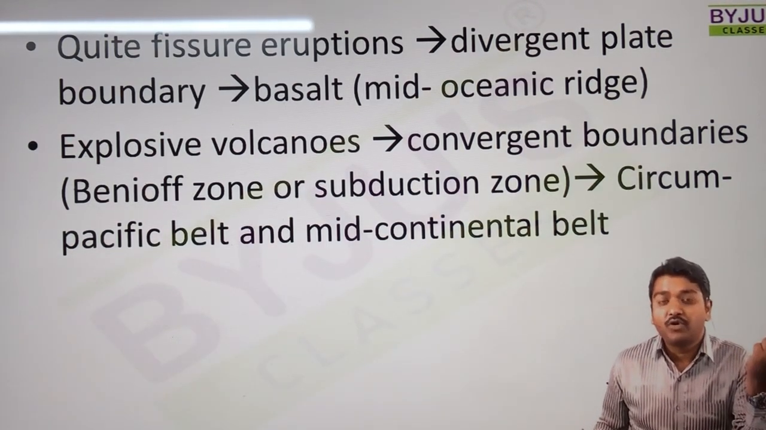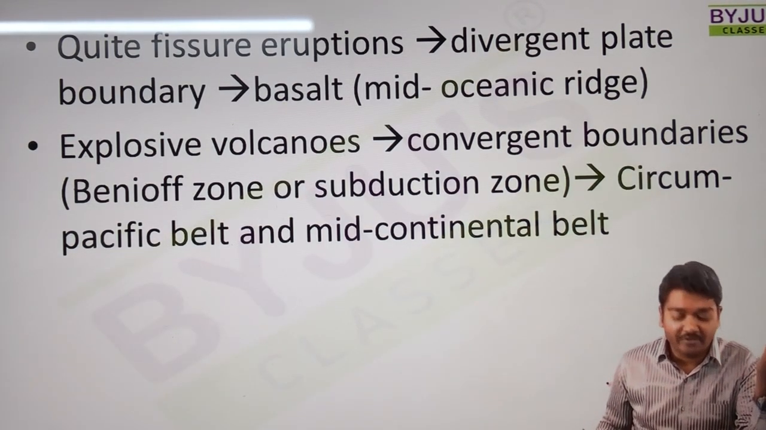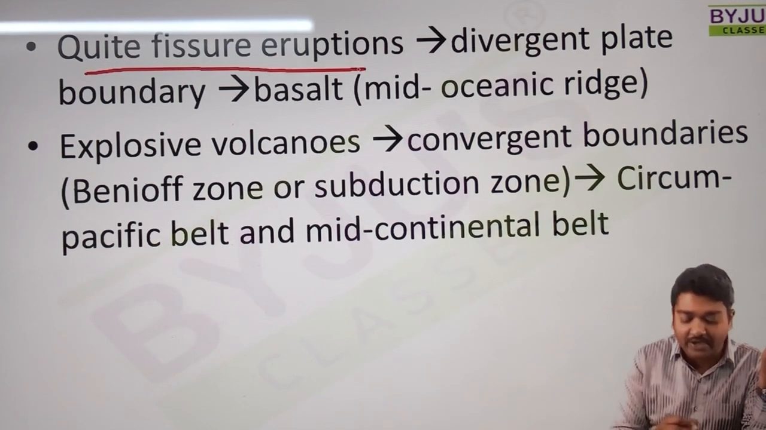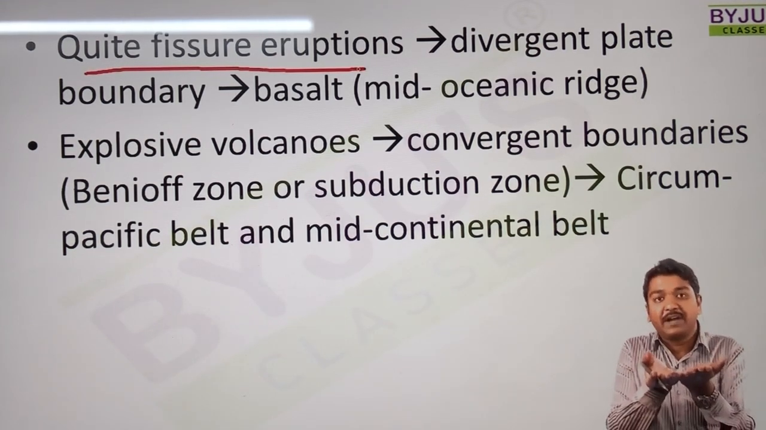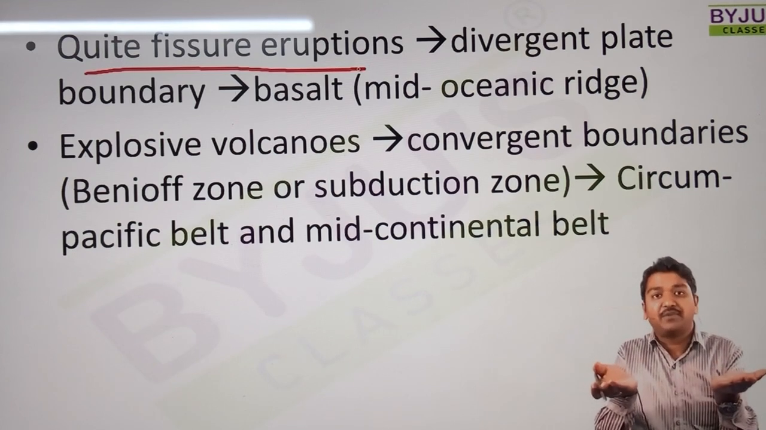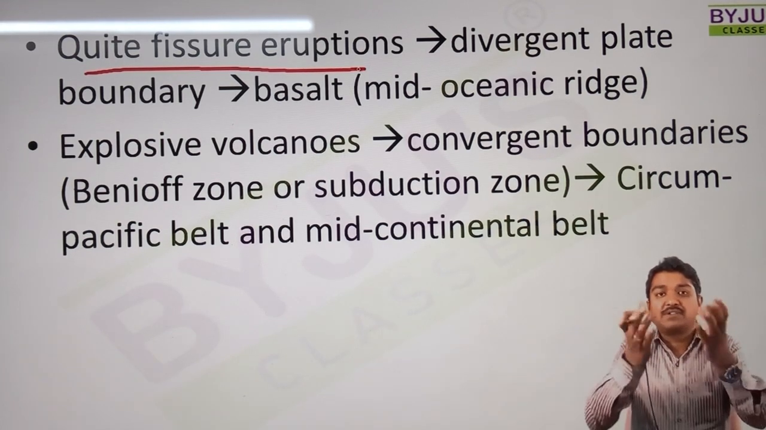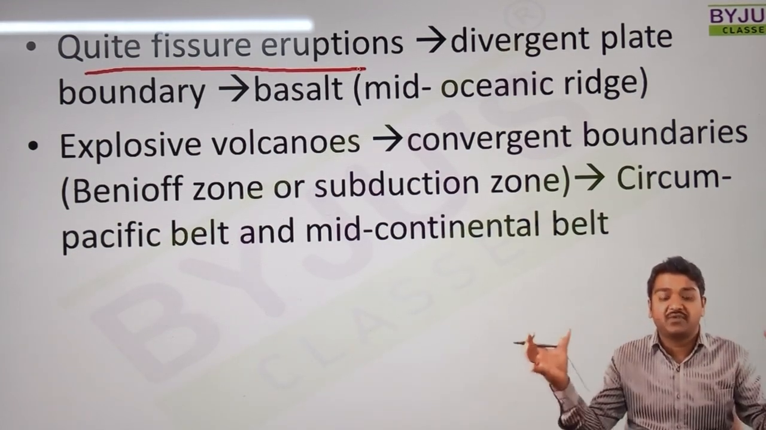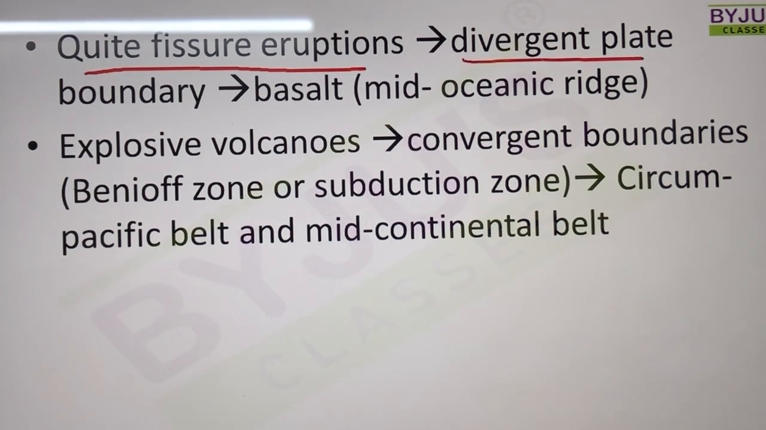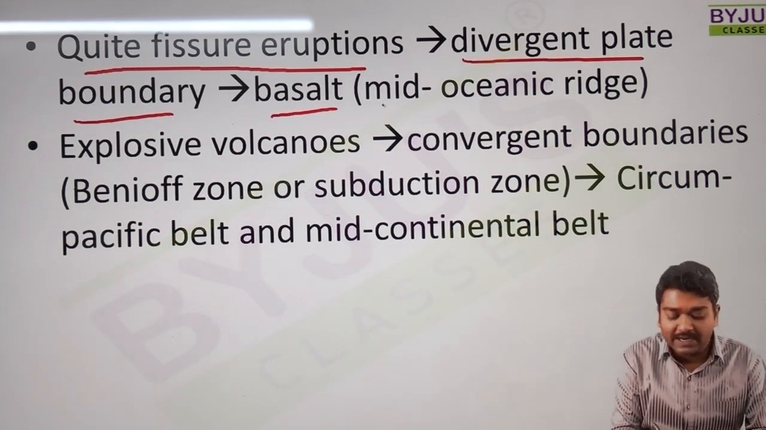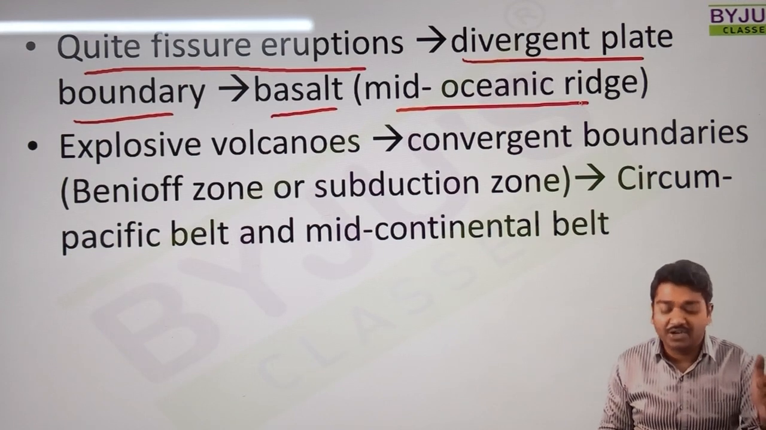Types, I have told you volcanic eruptions can be of different types. One is fissure eruptions. In the divergent plate, when the two plates are moving away from each other, magma comes out, it pours, it solidifies to form rocks. So it is divergent plate boundary. Basalt, which we see in the mid-oceanic ridge.